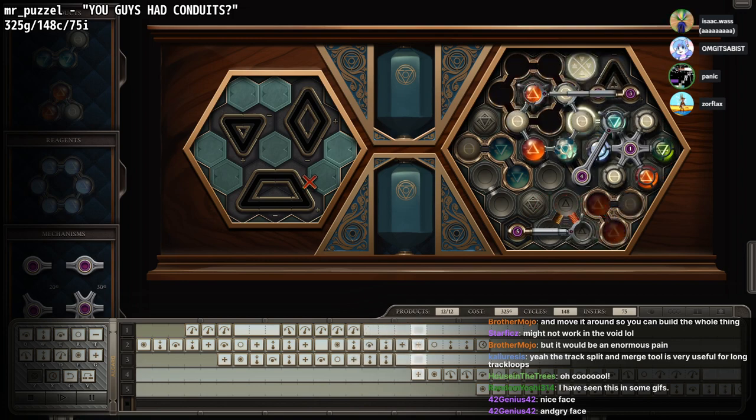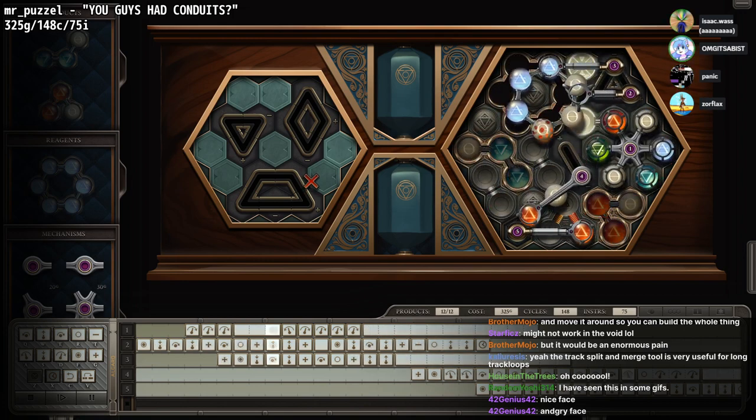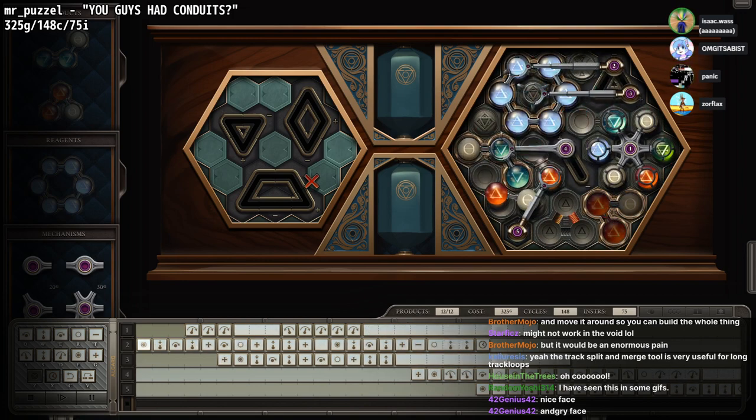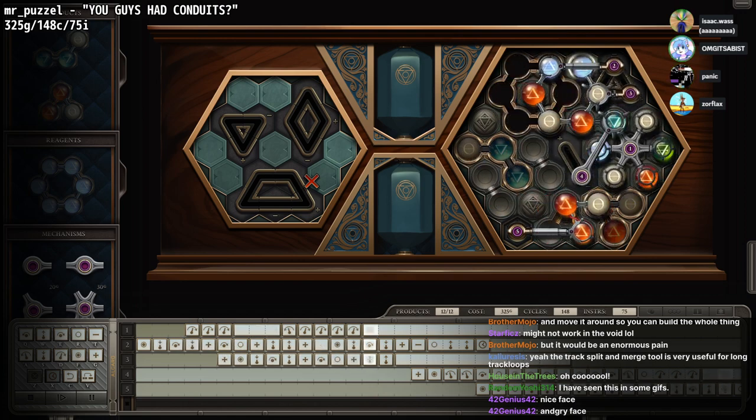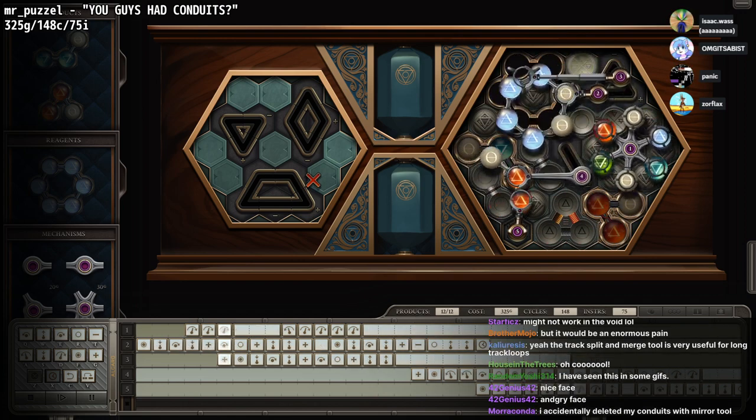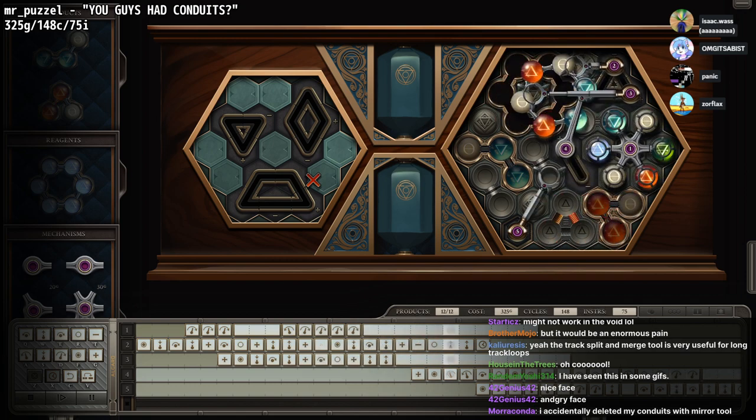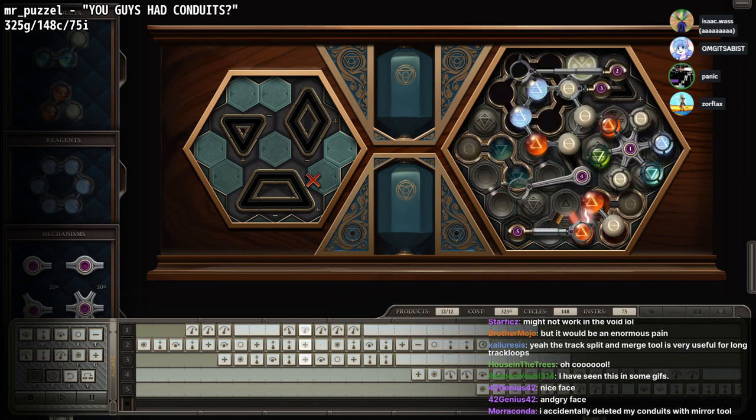Nice. They would have fit under it anyways. Yeah, they could have, but this is fancier. It's funnier without them. But yeah, the one chamber solve is possible.